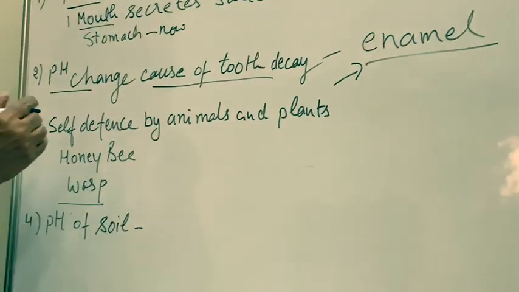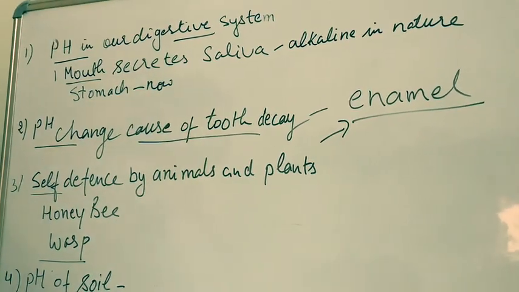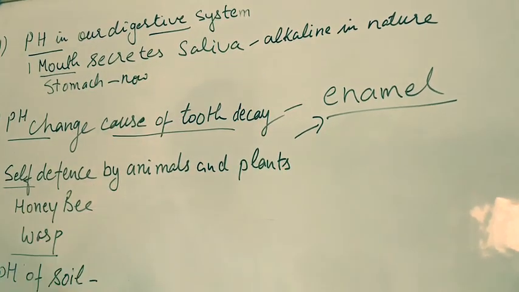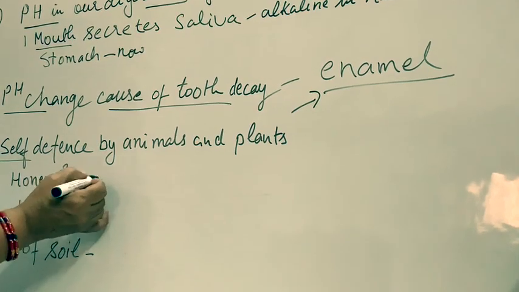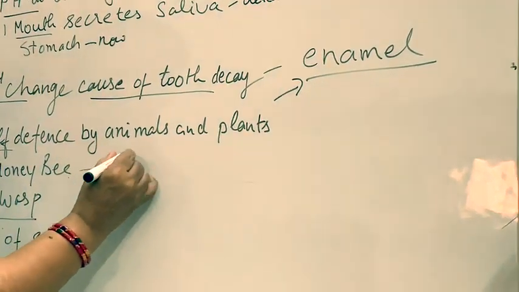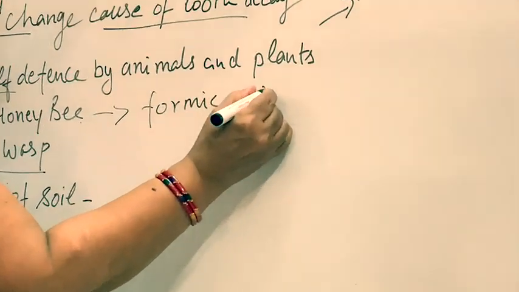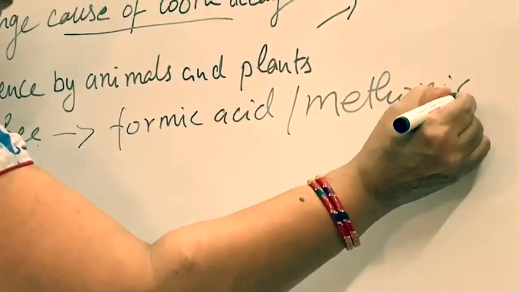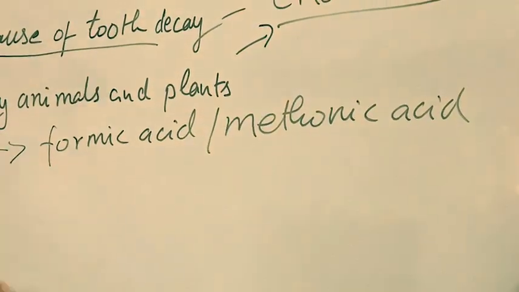Next comes the self-defense by animals and plants. They also do so by using pH. For example, when you try to irritate a honeybee, it stings you very fast. It releases an acid, which you can call formic acid or methanoic acid, into our skin, and it irritates us a lot.